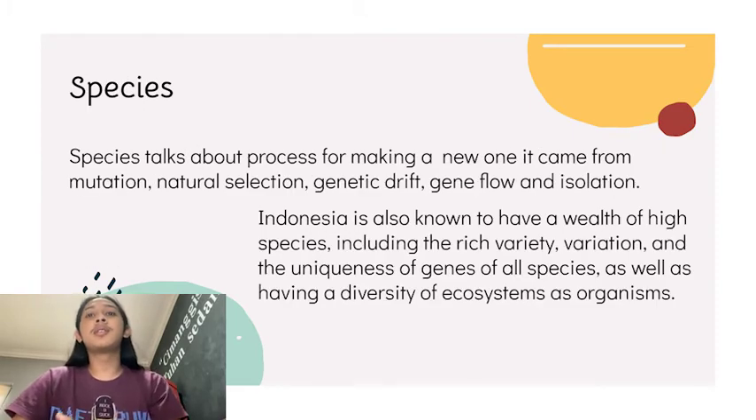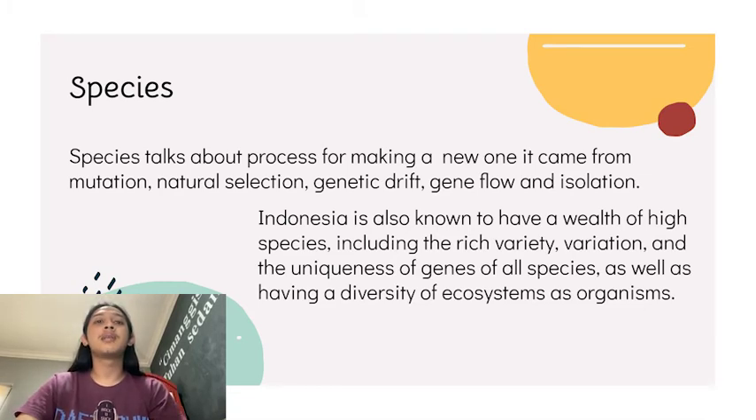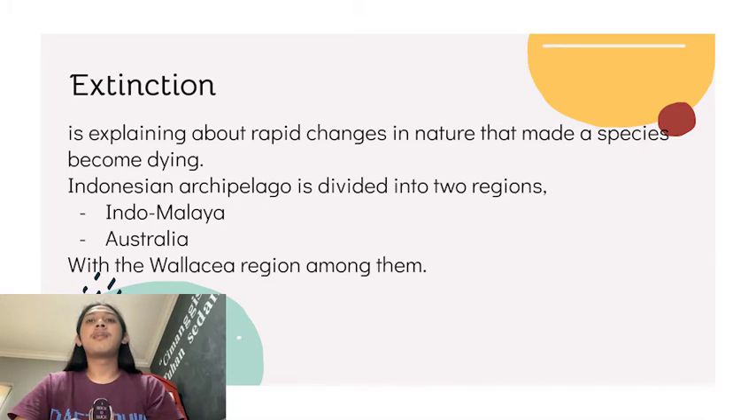Speciation talks about the process of making a new species, and it comes from mutation, natural selection, genetic drift, gene flow, and isolation. Indonesia is also known for its high species diversity, including the rich variation and uniqueness of genes of all species, as well as the diversity of ecosystems. Extinction explains the rapid changes in nature.